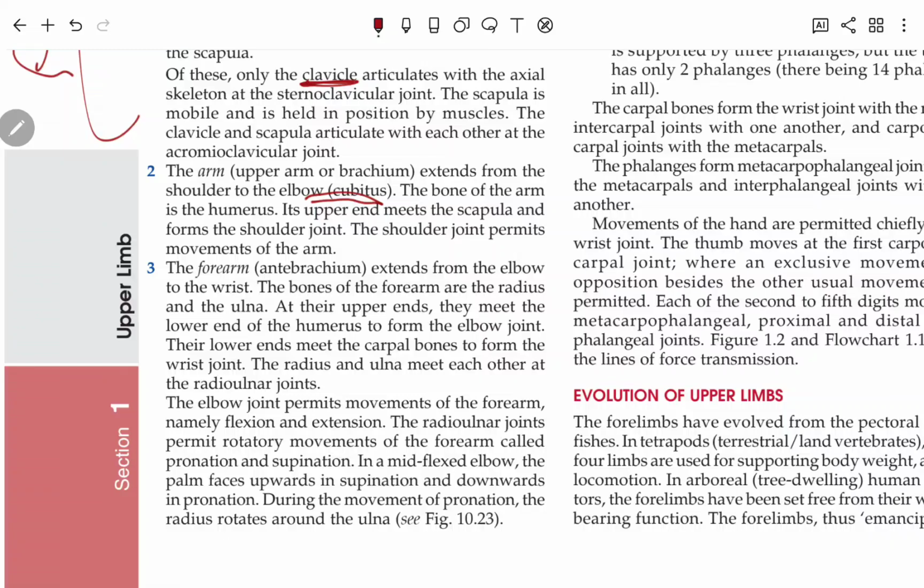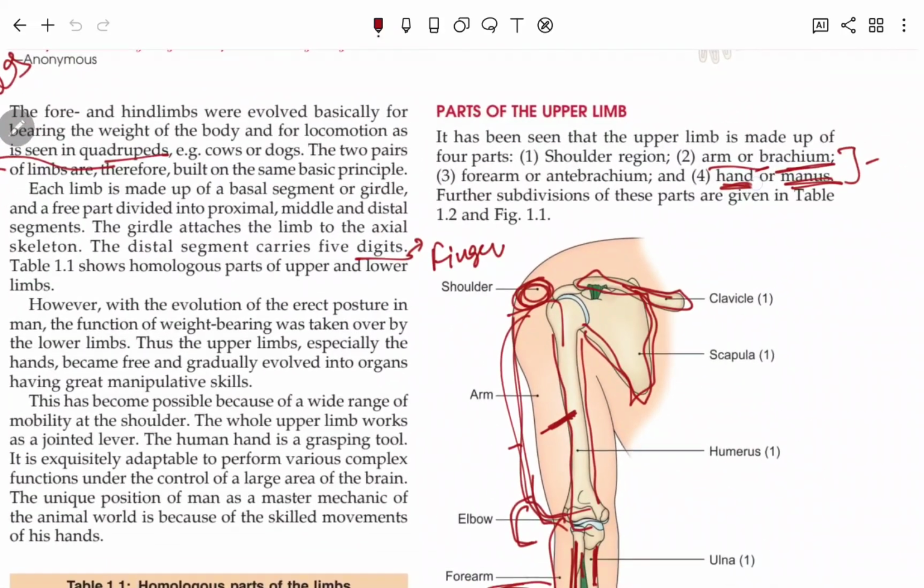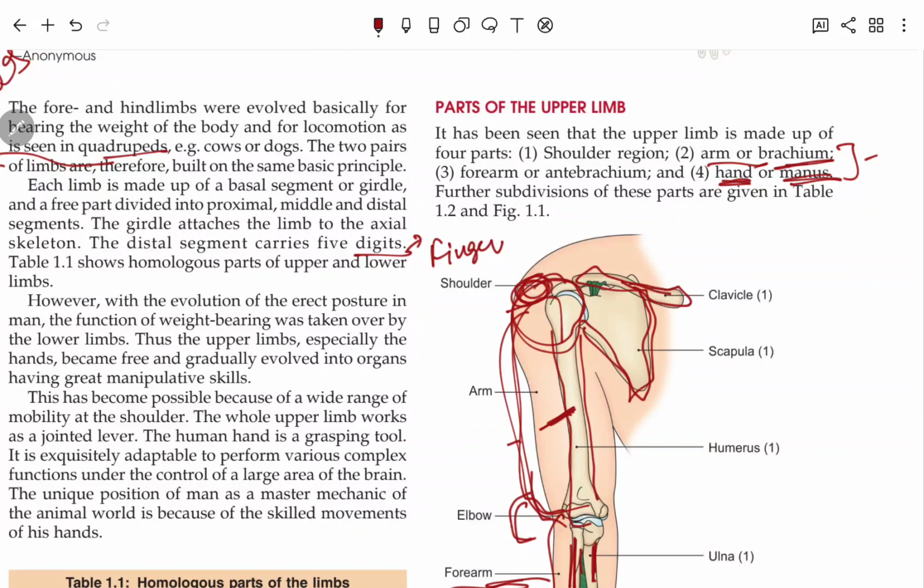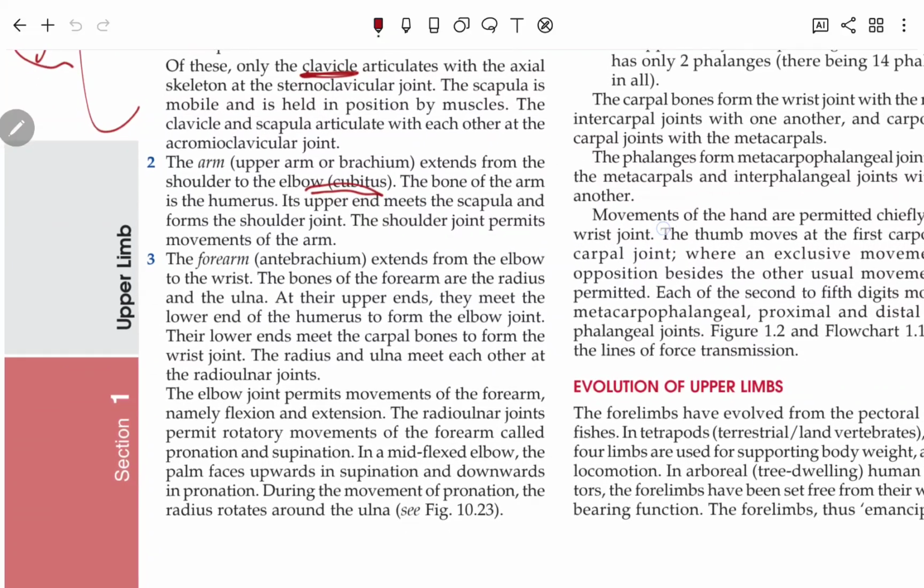The bone of the arm is the humerus. Its upper end meets the scapula and forms the shoulder joint. The shoulder joint permits movement of the arm. Okay, the arm movements occur at the shoulder joint. Arm will move at the shoulder joint, the proximal joint.